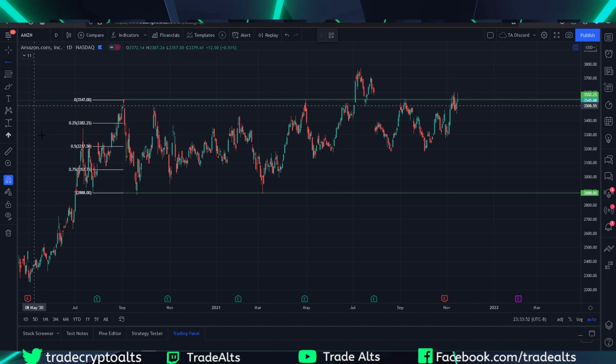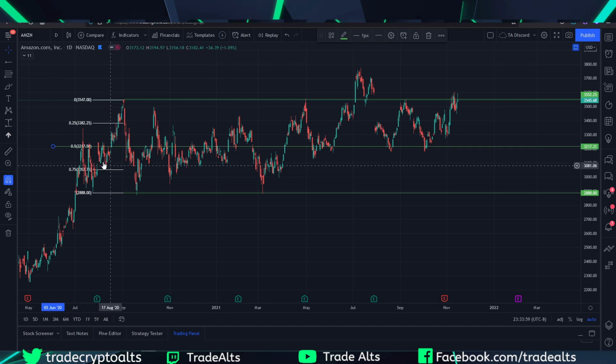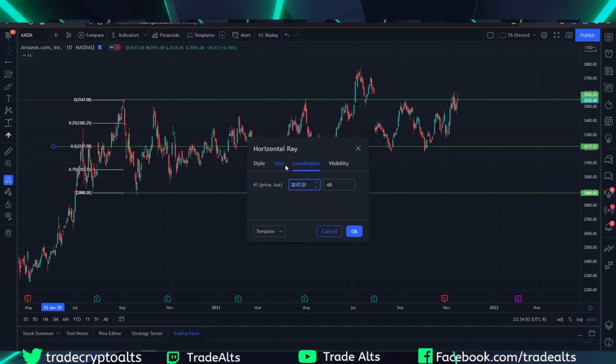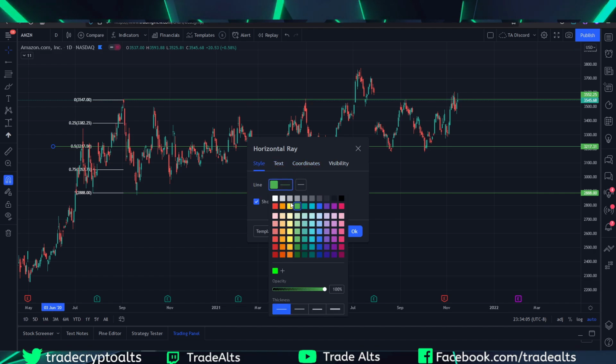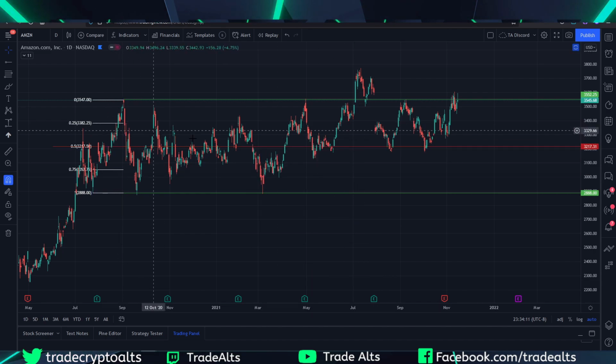Now, I'm going to take my little line here. I'm going to put it right at 50%. And maybe I'll change this to a different color. Let's make this red. Kind of like point of control, right? Which is the midpoint of the range.